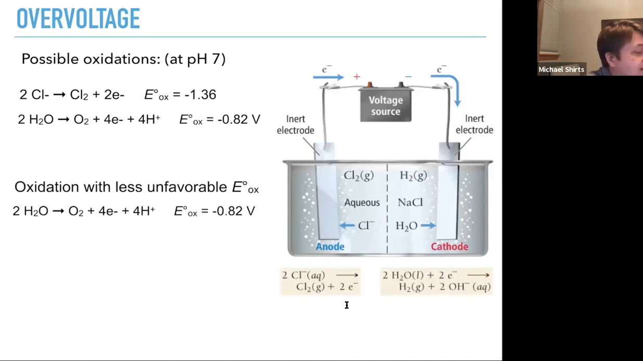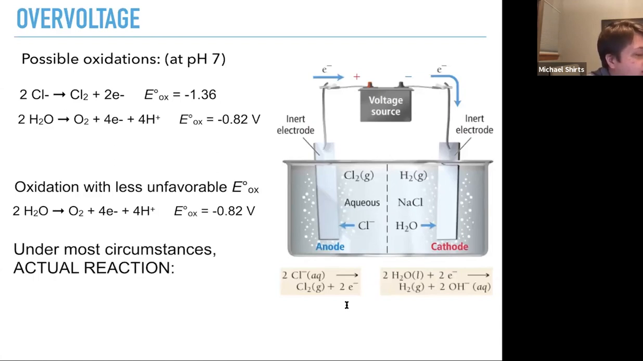So the oxidation with the less unfavorable potential is going to be the water oxidation. So you'd expect to see oxygen bubbling there. But in most circumstances, the actual reaction is the chloride oxidizing. And that has to do with this overvoltage, with the specific interactions of water with an anode. It doesn't happen in this particular case, and chlorine gas is what you get.